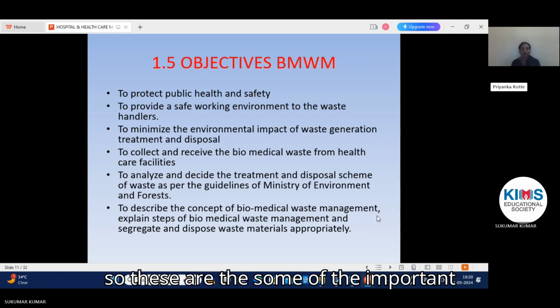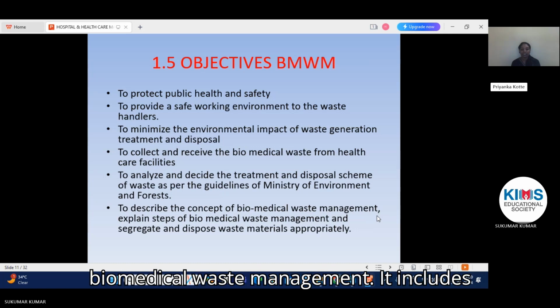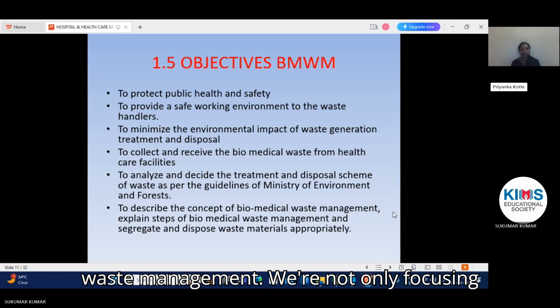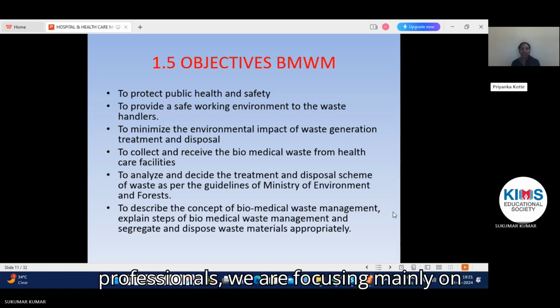Okay, so these are some of the important objectives related to biomedical waste management. It includes, first one, protect the public health and safety. Even as we think about biomedical waste management, we are not only focusing on the health of us, the healthcare professionals, we are focusing mainly on the public health and the safety of the general public.